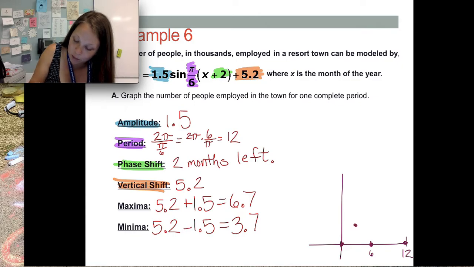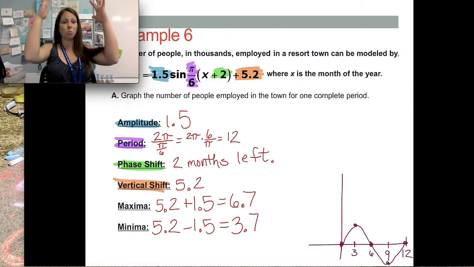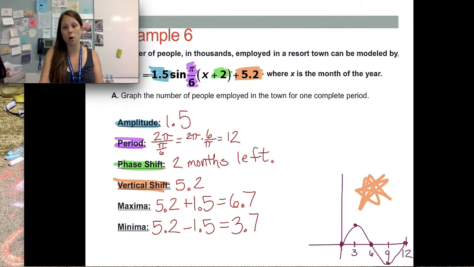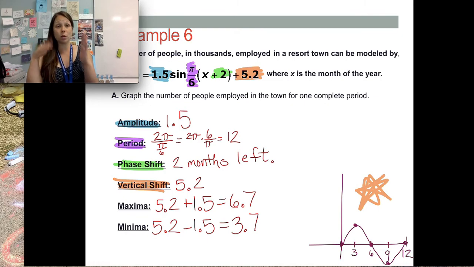And then at 3 months, it would be at the maximum. And then at 9 months, it would be at the minimum. And this is before any of those shifts of it moving backwards and moving up 5.2 units. So a sine graph having a period of 12 months would look something like it does here in the bottom of this screen that I've drawn, where we see that full sine cycle, which starts at 0, 0 and ends on the x-axis at 12 months.